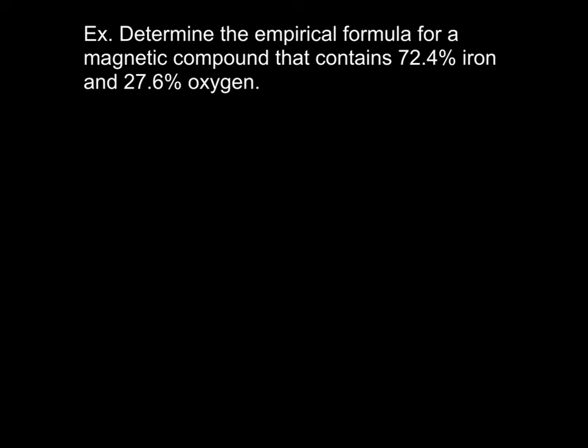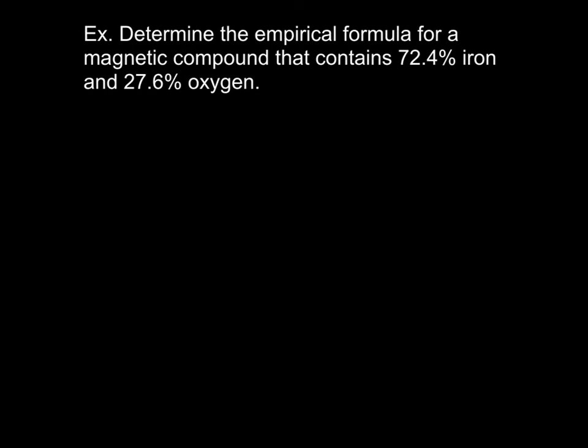All right, for this problem, I want you to write down the entire problem, and then I want you to make sure you have a calculator available as well as a periodic table. Here's a typical problem that we're going to encounter when we're asked to determine the empirical formula. We're told that we have some magnetic compound and that it contains 72.4% iron and 27.6% oxygen.